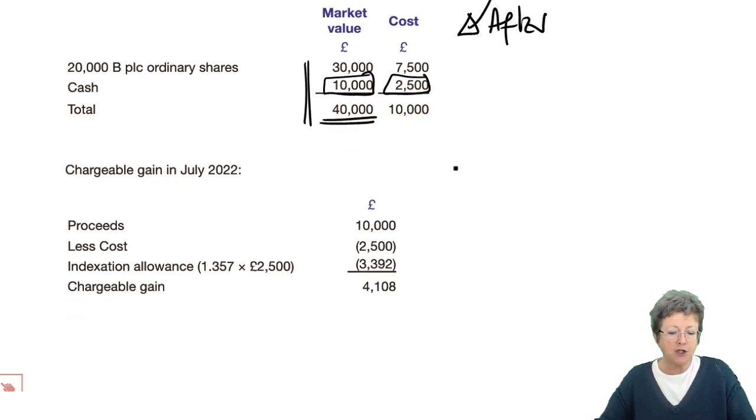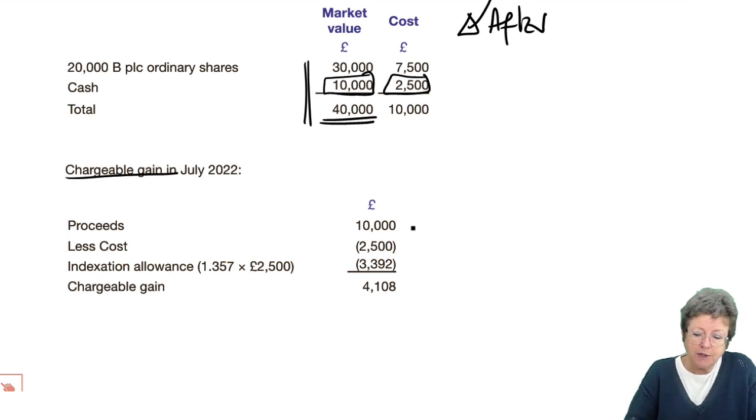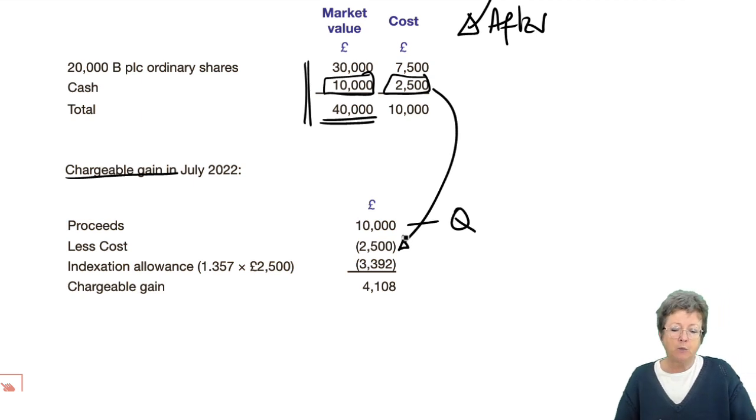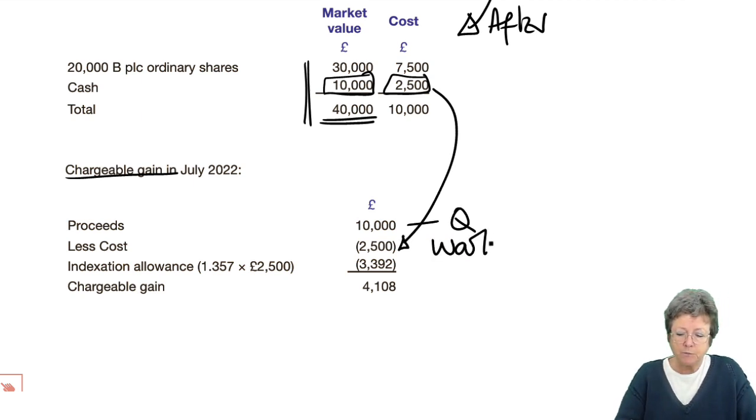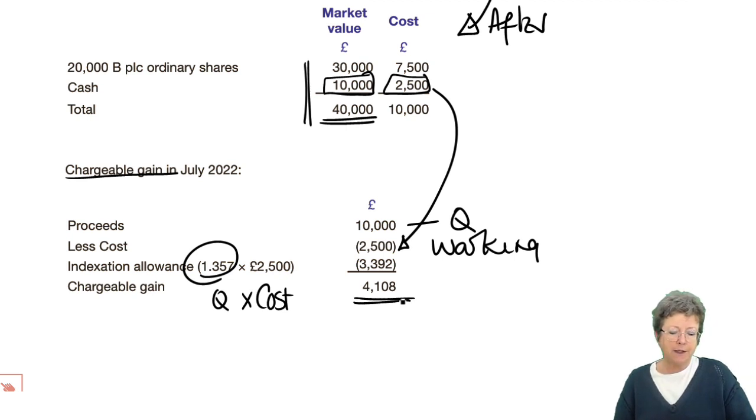Now, it's the cash that is therefore going to be subject to a chargeable gain. Proceeds came from the question. The cost comes from the working that you've done. And then there is the indexation factor from the question times the cost gives us £3,392, allowing us to calculate a chargeable gain of £4,108.